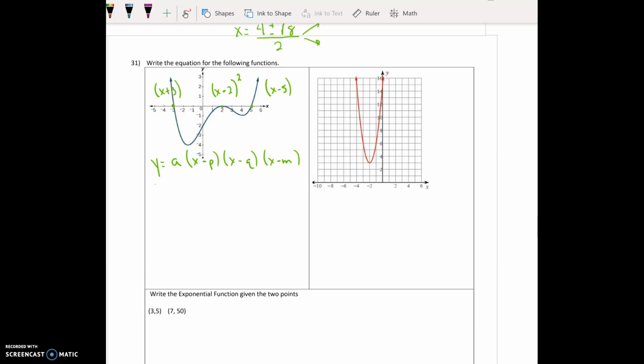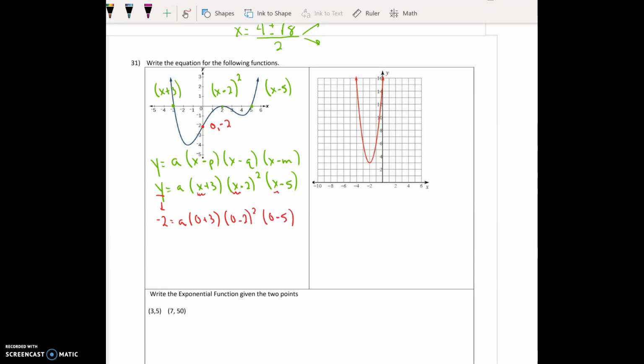So right now, just starting my equation, y equals a, and then I'll have x plus 3, x minus 2 squared, and x minus 5. What I still need to do at this point is find my a value. I'm going to do that by taking the y-intercept, 0, -2, and plugging them in for the x's and y over here. Then I'll have enough numbers that I can solve for a. So in for y is going to go -2, and then a, and then I'll put 0 plus 3, 0 minus 2 squared, and 0 minus 5.